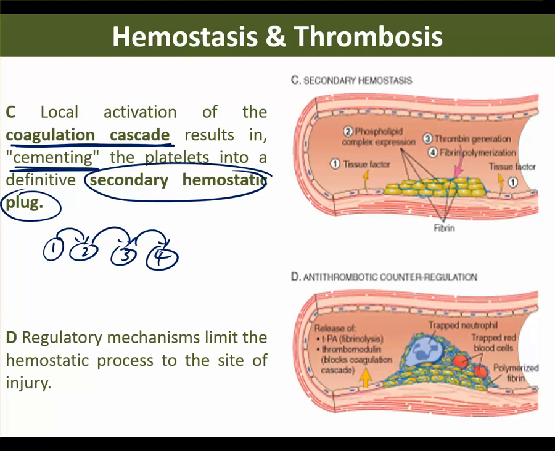The primary hemostatic plug is due to what? Platelets. The secondary hemostatic plug is due to what? Coagulation proteins. If the person has a coagulation protein deficiency, which is affected? The secondary hemostatic plug is affected. If they have a platelet deficiency, the primary hemostatic plug is affected. So that is the problem: when the platelets are fewer, it will indirectly affect the secondary hemostatic plug.